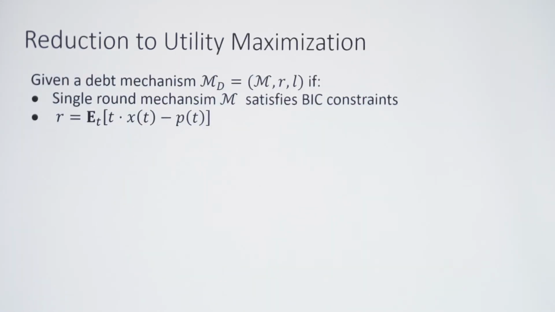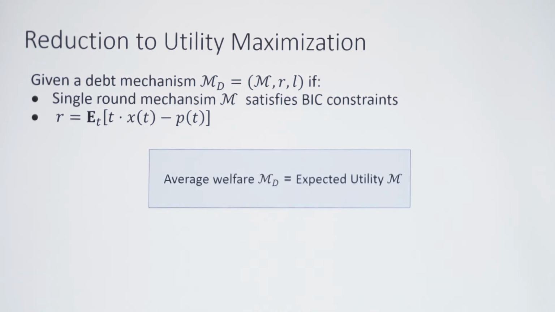And what we find with debt mechanisms is that if we choose an underlying single round mechanism that satisfies BIC constraints, and we set the debt rate equal to the expected utility of this underlying mechanism, we get exactly the reduction we need. We get that the average welfare generated by the debt mechanism is equal to the expected utility of the underlying mechanism. And this means that we can substitute in the auditing mechanisms we've derived earlier to get good social welfare in the food bank and food pantry problem.